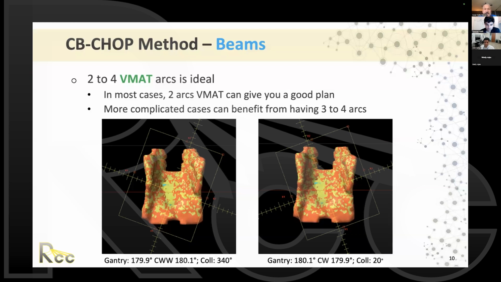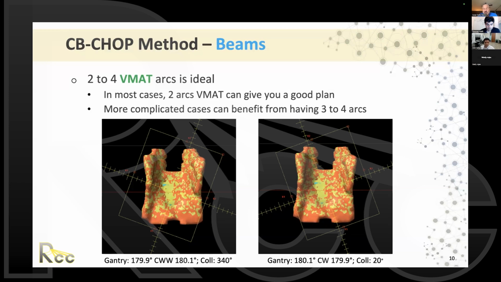They give a good plan, and then in most cases, for most complications, you will go to 4 arcs. And here you can see it's also a good trick to play with your collimator angle in order to make sure that when the leaves move, they move in a way that helps the optimizer not to suffer too much. Remember, for head and neck, we have a lot of organs at risk that we need to protect. So the direction that the leaves move could make the optimization process easier.